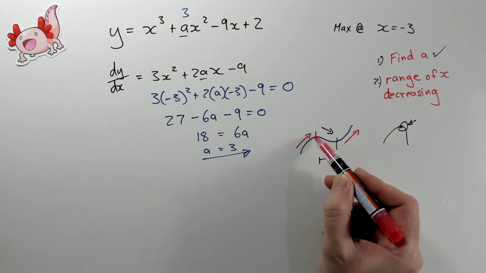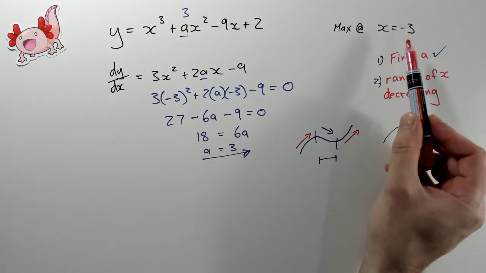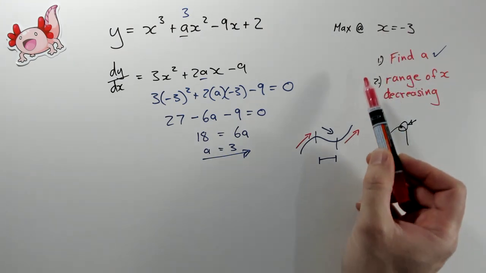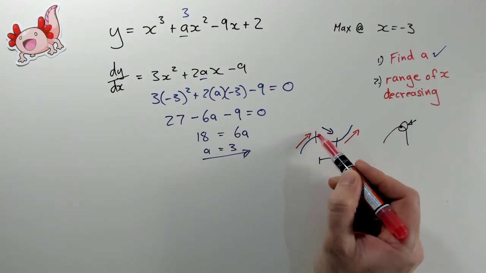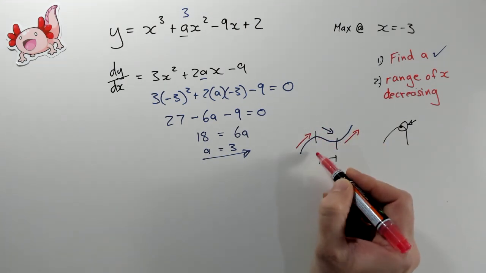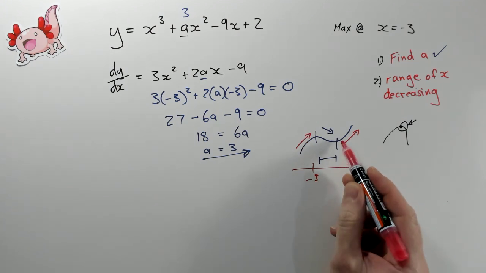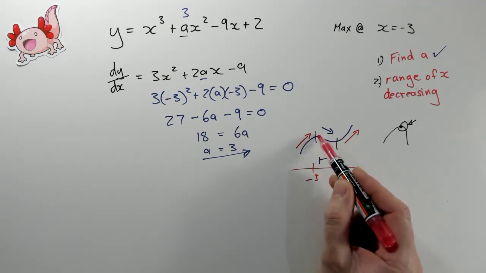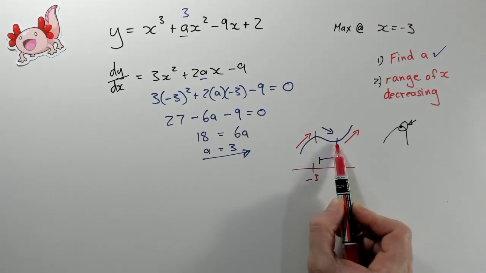This side it's increasing, so it's increasing there and it's increasing there. These don't necessarily have to be stationary points, but in this case we know they probably will be, because they did tell us that we have a maximum value. So my assumption is that this x value down here will probably be -3. But now we need to find all the values where this function is decreasing.